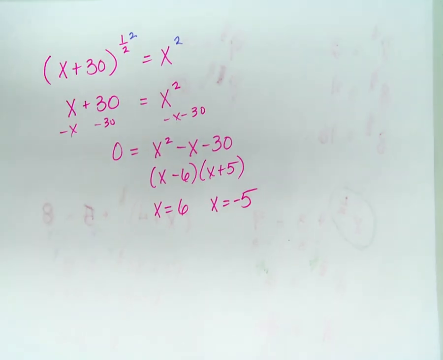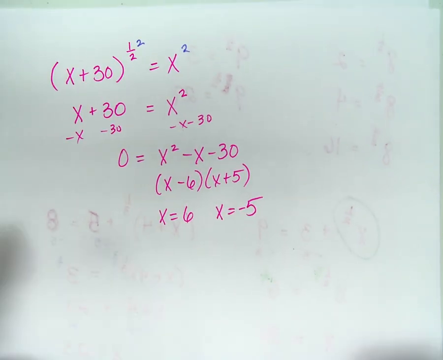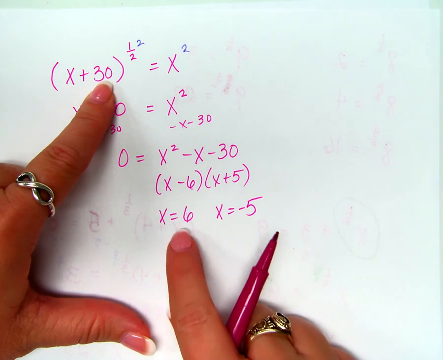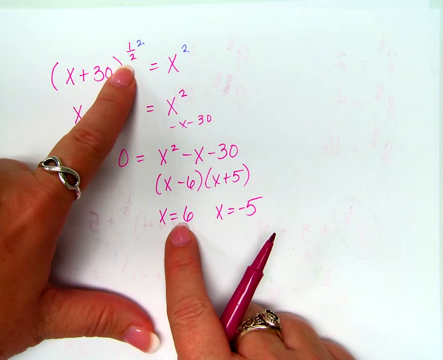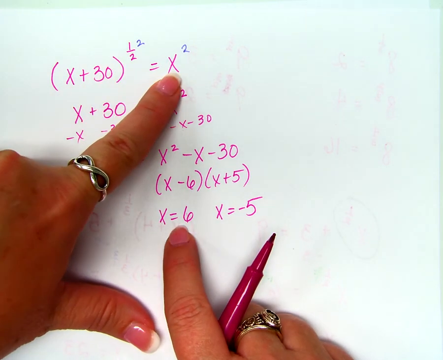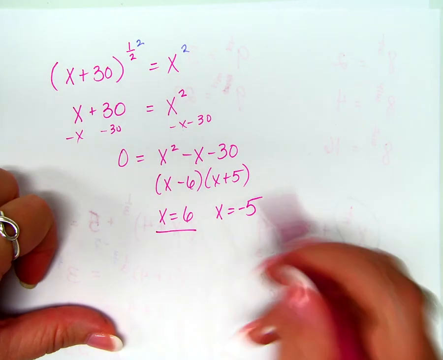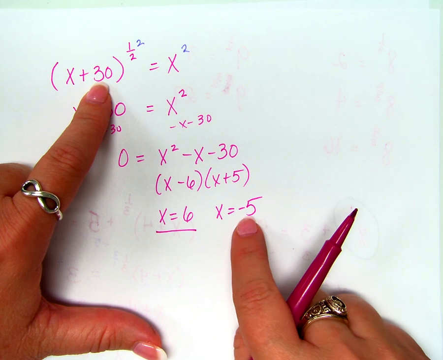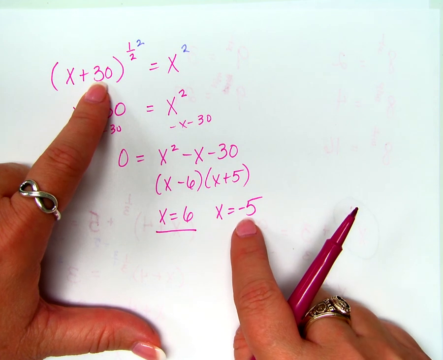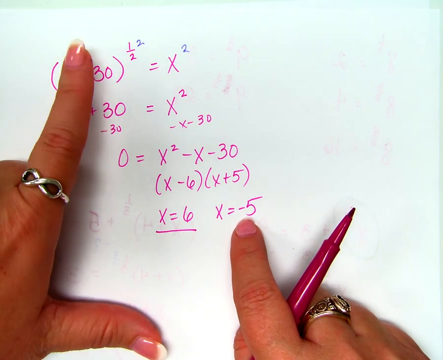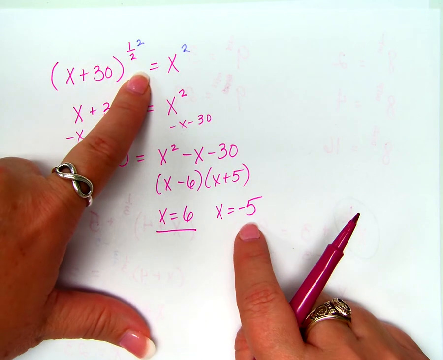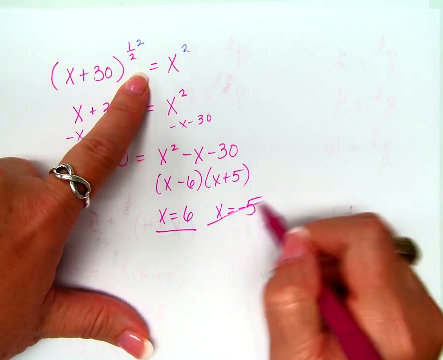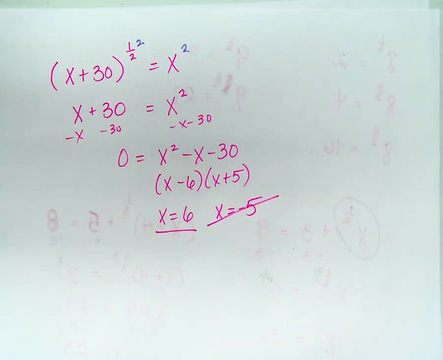Should we check it? I mean, are you sure? Okay. So 6 plus 30. 36, square root of 36. 6 equals 6. Okay. Negative 5 plus 30. How about 25? Okay, 25. What's the square root of 25? 5 equals negative 5. No, it doesn't. Any questions?